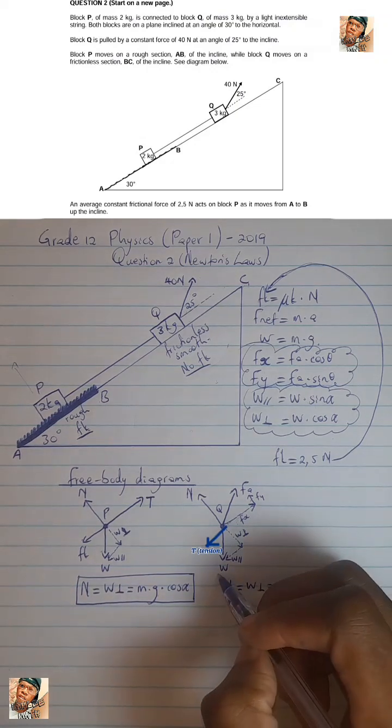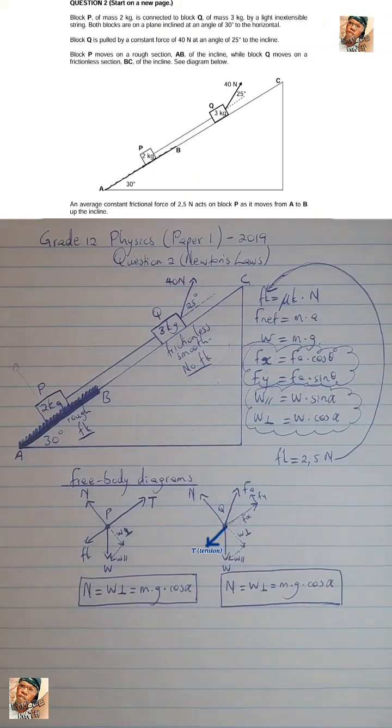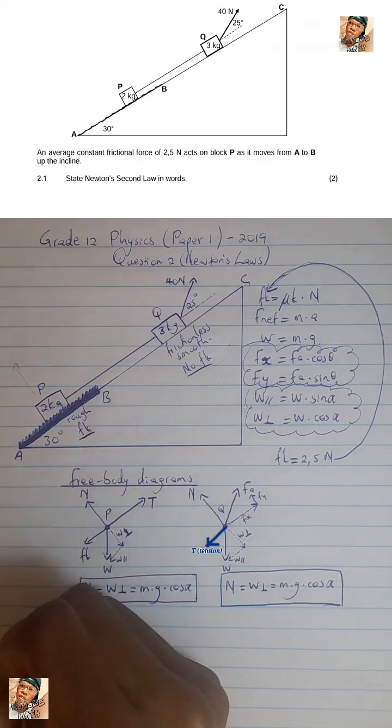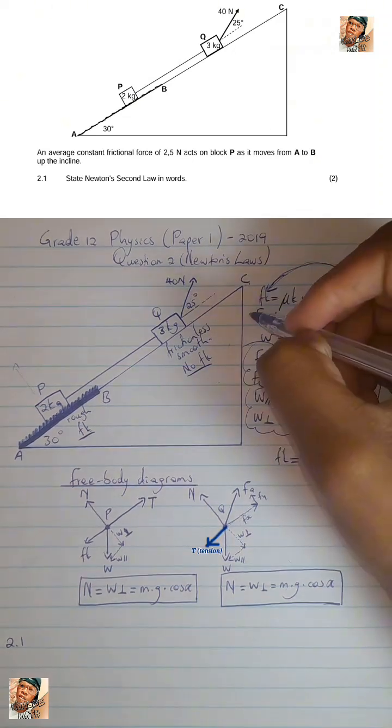So now we have actually done our full analysis regarding this question. We can get into answering the questions now. The first question says 2.1, state Newton's law in words. So 2.1 is asking us to state Newton's law in words. Newton's law states that when a net force is applied to an object, by the way, this is Newton's second law here.